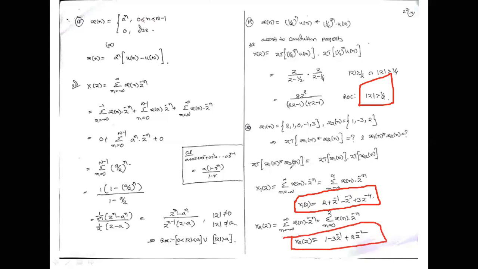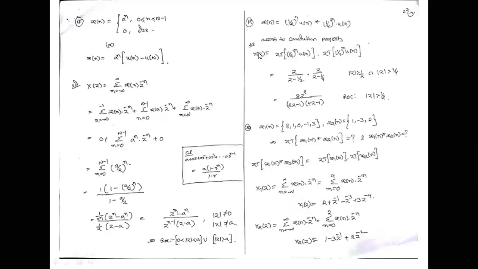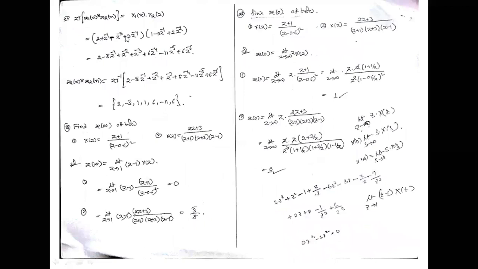According to the convolution, the time domain function is a convolution, and the Z domain function is a product. So we multiply X1 of z and X2 of z. Multiply these two: 2 plus z inverse minus z power minus 3 plus 3 z power minus 4, multiplied with 1 minus 3 z inverse plus 2 z power minus 2. After getting this, write it in order of the sequence.